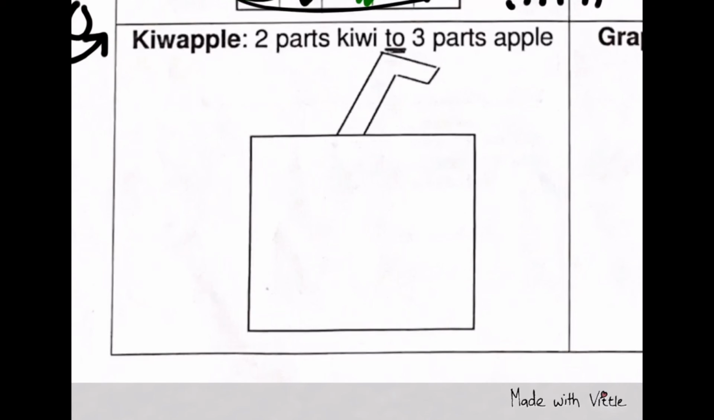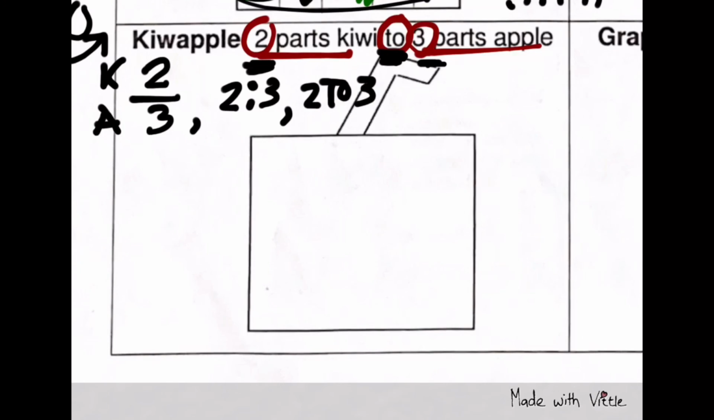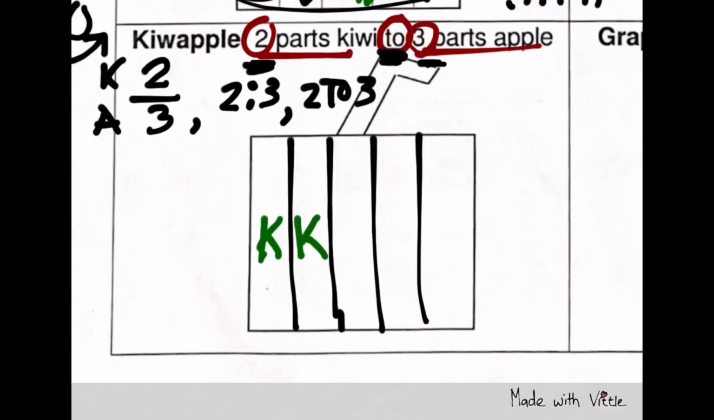Okay, the next one is kiwapple. 2 parts kiwi to 3 parts apple. Always pay attention to the word to, because the word to arranges the ratio for you. Whichever comes first before the word to is your first number in your ratio as a fraction. So it's going to be 2 to 3. And you know that the 2 is your kiwi part and the 3 is the apple. Always label your numbers. The total is still 5 parts all in all: 2 parts kiwi and 3 parts apple.